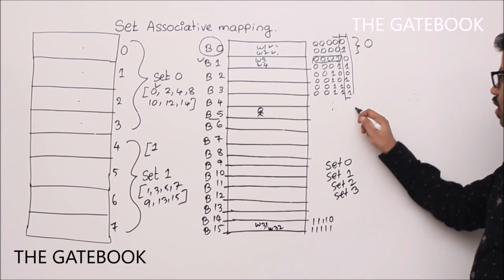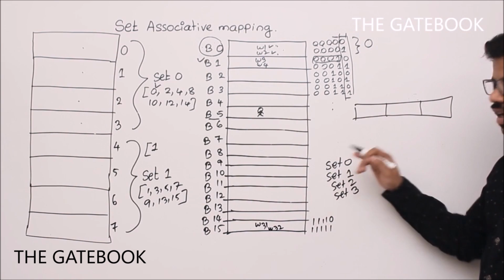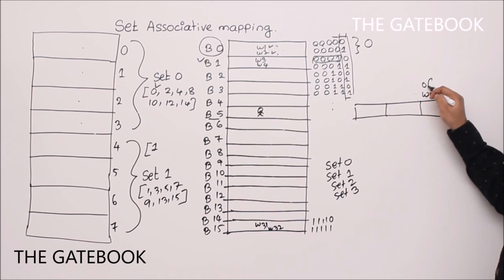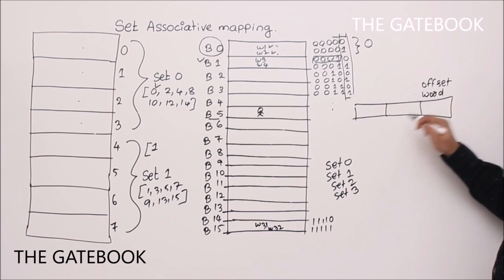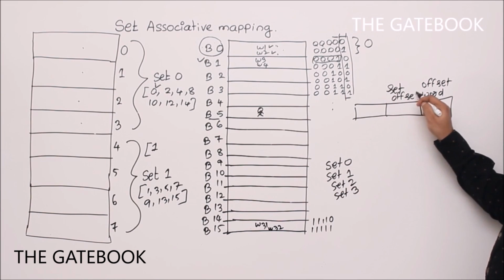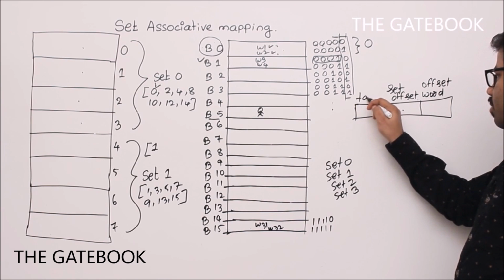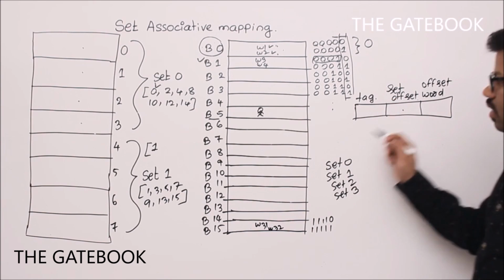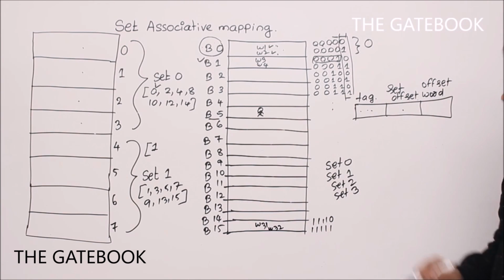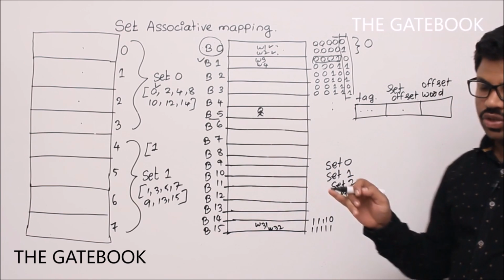From now onwards, remember one thing: in set associative mapping, we divide our main memory address into 3 parts. The first part is the word offset, understand? The second part is the set offset, which will decide which set this block should go to. The remaining bits are the tag bits. We know the usage of tag bits, already we have seen it.